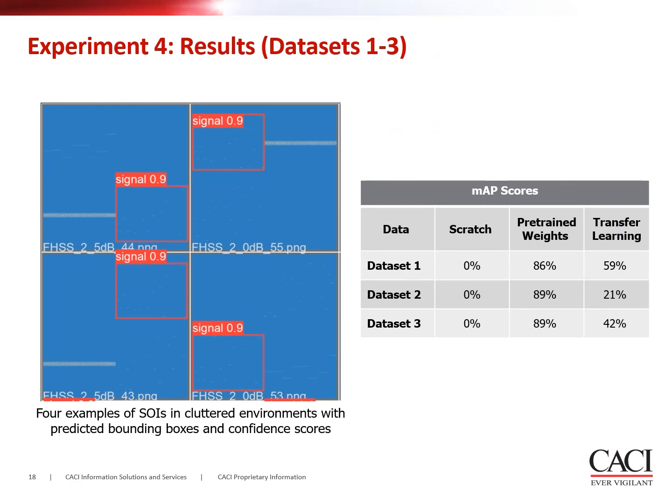The image on the left shows 4 examples of the output from Yolo, trained with pre-trained weights, predicting bounding box locations for dataset 2, including confidence scores for each box. The prediction can be compared to the ground truth labels in the previous slide. The table shows the results training Yolo the 3 ways mentioned in experiment 1. Training with pre-trained weights performed the best.